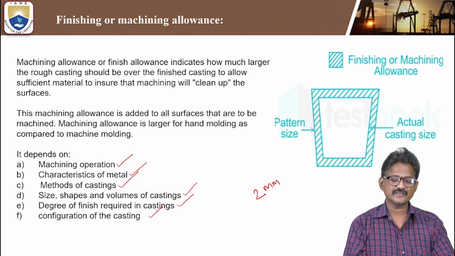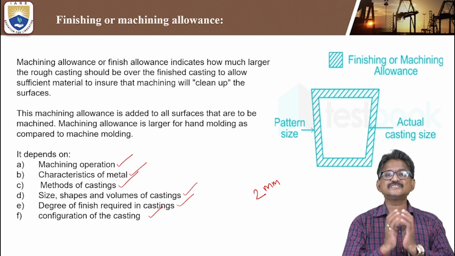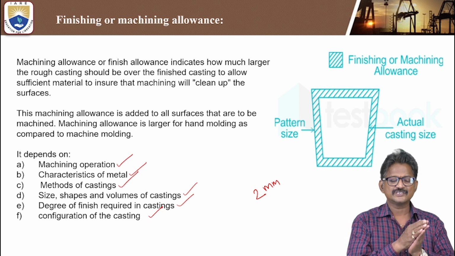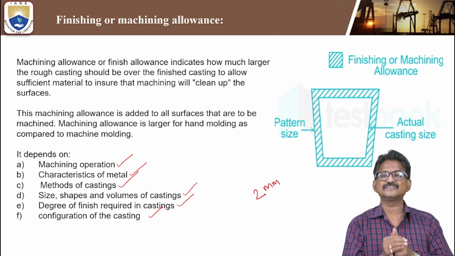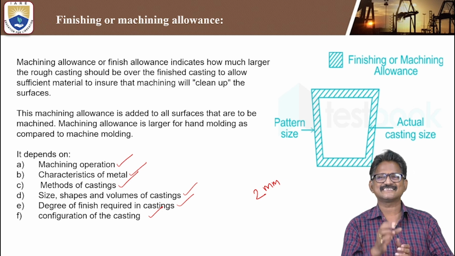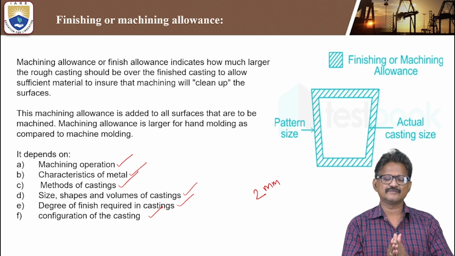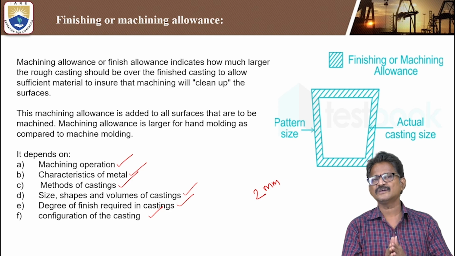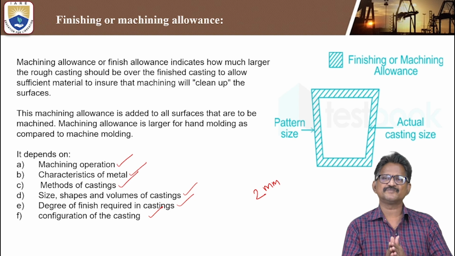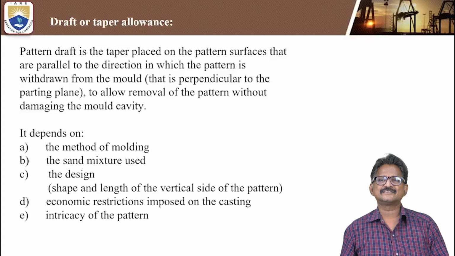So this is what the machining or finishing allowance is about, which indicates how much larger the rough casting should be over the finished casting to allow sufficient material to ensure that the machining will clean up all the extra unwanted surfaces, which can be eliminated by the removal process when machining allowances are provided. Okay, if the machining allowances are not provided, definitely some difficulties may occur. So this is what allowances are about.